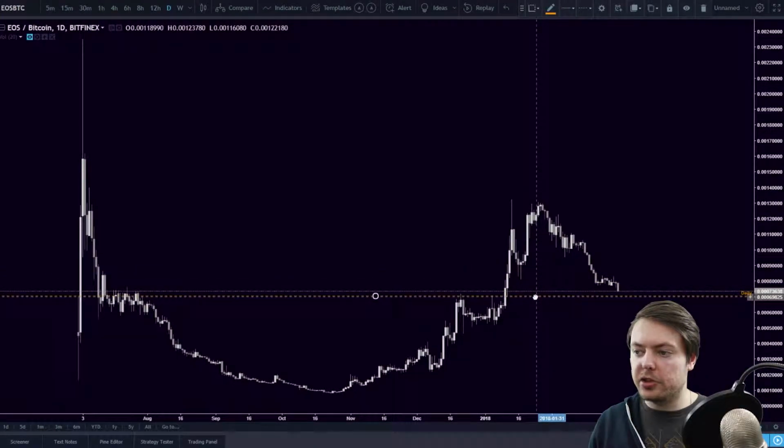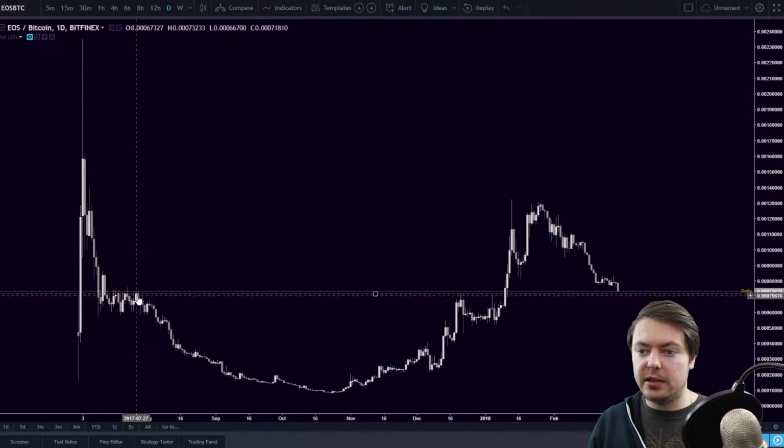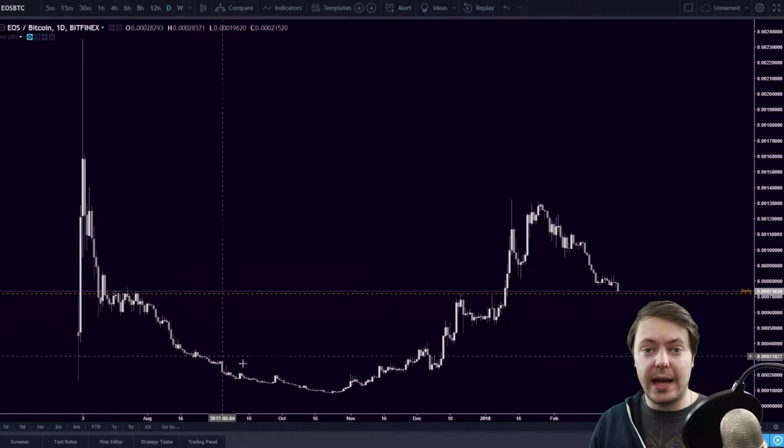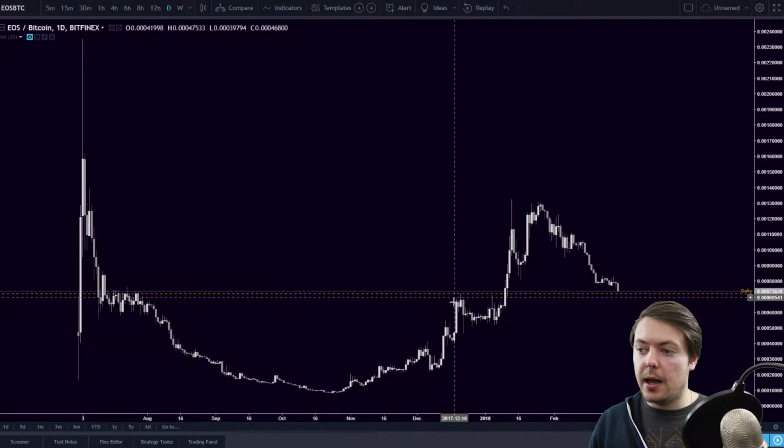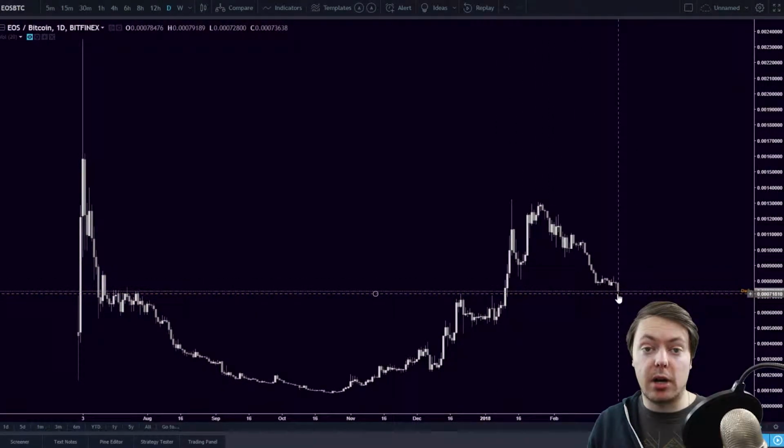So the first one that jumps out to me is this area here. So we have a clustering of highs here. We really struggled to get through and then ended up breaking down. And then we have some highs here, and we eventually broke up. And we're actually coming down into the same area to retest it again right now.